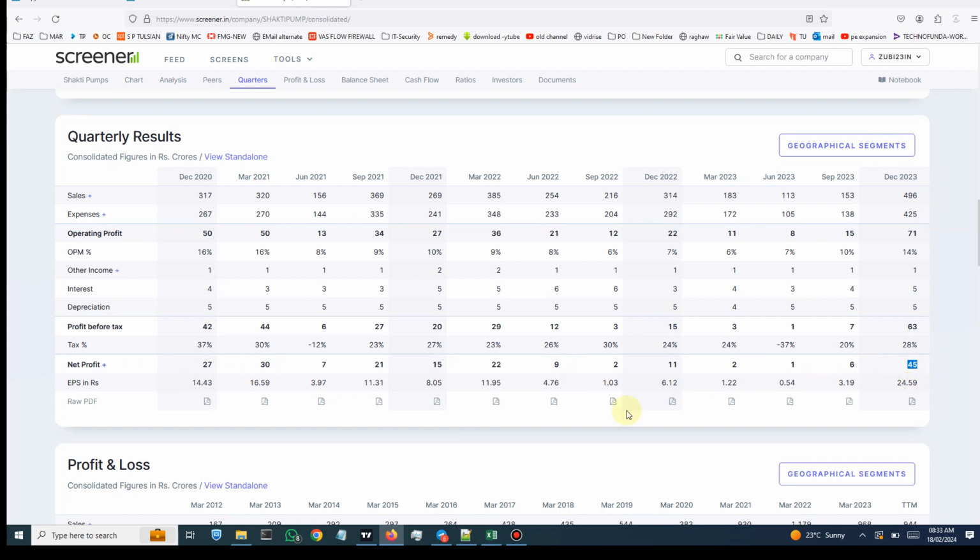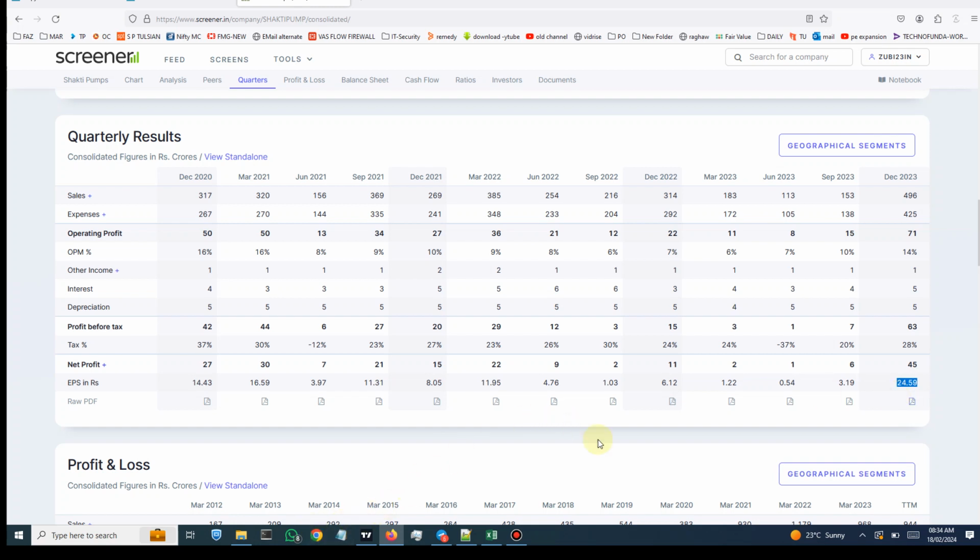Now, lastly, as far as the quarter results are concerned, if we check the EPS of the stock, EPS has jumped to around 24.59, and it has jumped from 3.19. From 3.19, it's 24.59. So if we multiply 3 by 8, 3 8 is 24. So it's a jump of 800% on quarter basis. And if we analyze it on a year basis, it has jumped from 6 to 24. So it's a jump of around 400%. So yes, quarterly results are giving us a very rosy picture as far as the stock is concerned.